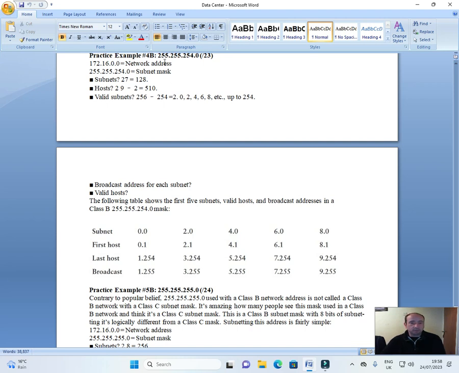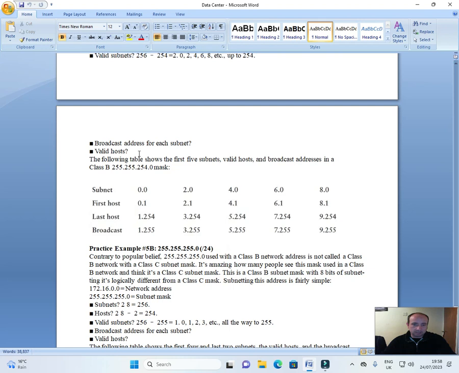Practice example 4b: 255.255.254.0/23. 172.16.0.0 equals network address. 255.255.254.0 equals subnet mask. Subnets: 2^7 equals 128. Hosts: 2^9 minus 2 equals 510. Valid subnets: 256 minus 254 equals 2, then 4, 6, 8, etc. up to 254. Then the broadcast address for each subnet and the valid hosts.